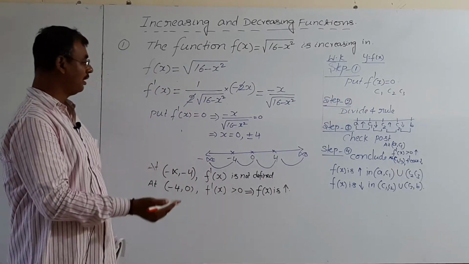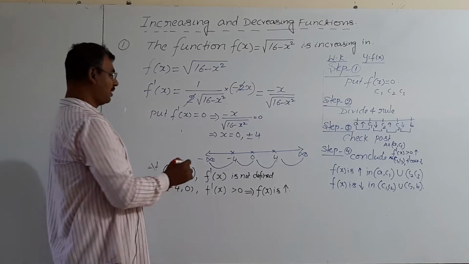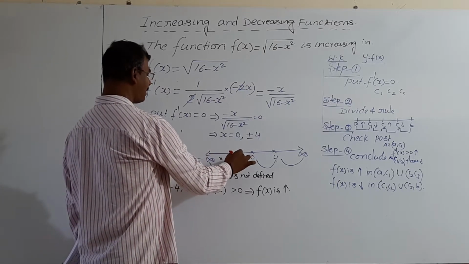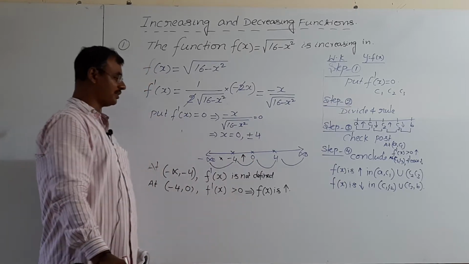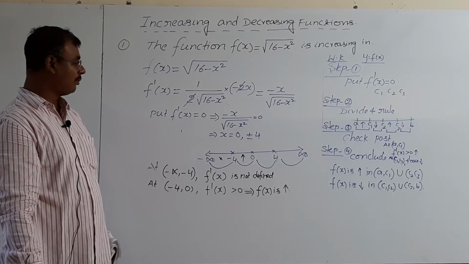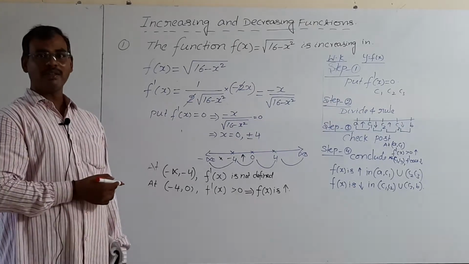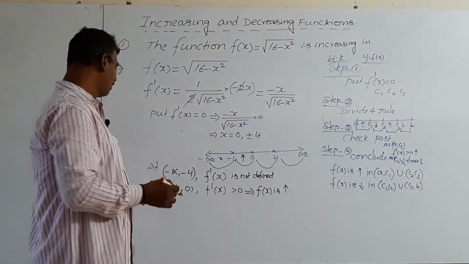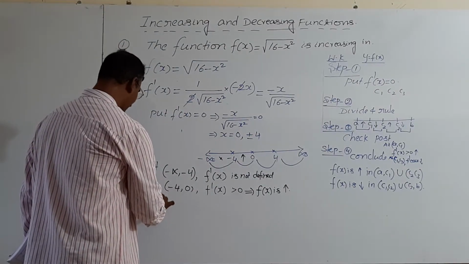I show the upward symbol, which is the increasing symbol. So, here it is not defined, and here it is an increasing function. In the interval minus 4 comma 0, the function is increasing. Okay, all of you? Now let us see the next interval.